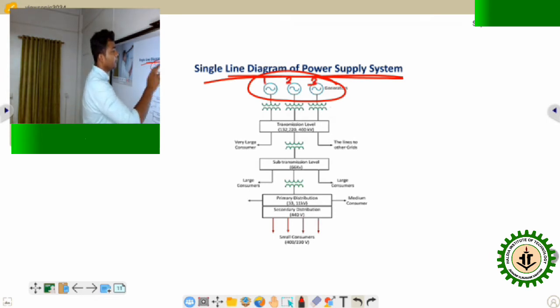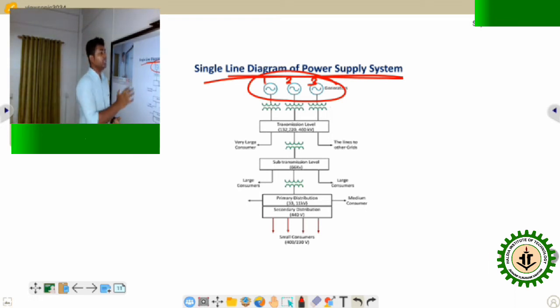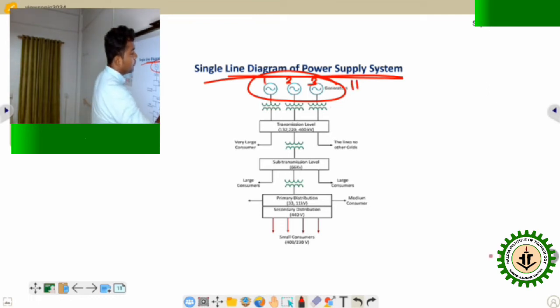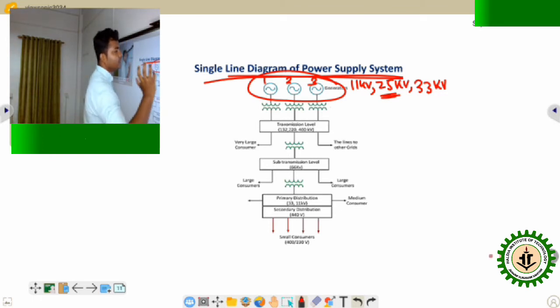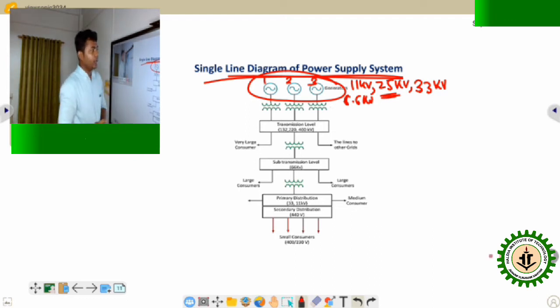In any type of generating station, suppose a thermal power generating station, three generators are there. Suppose this generator generates voltage of 11 kV. The range of generation voltage is 11 kV, 25 kV, maximum 33 kV. But in India, mainly the maximum voltage is 25 kV, somewhere 33 kV. This is the maximum range of generation by the generator. Sometimes 6.6 kV also. This is the generation voltage, not high voltage. The generator's voltage ranges from 6.6 kV to 33 kV.